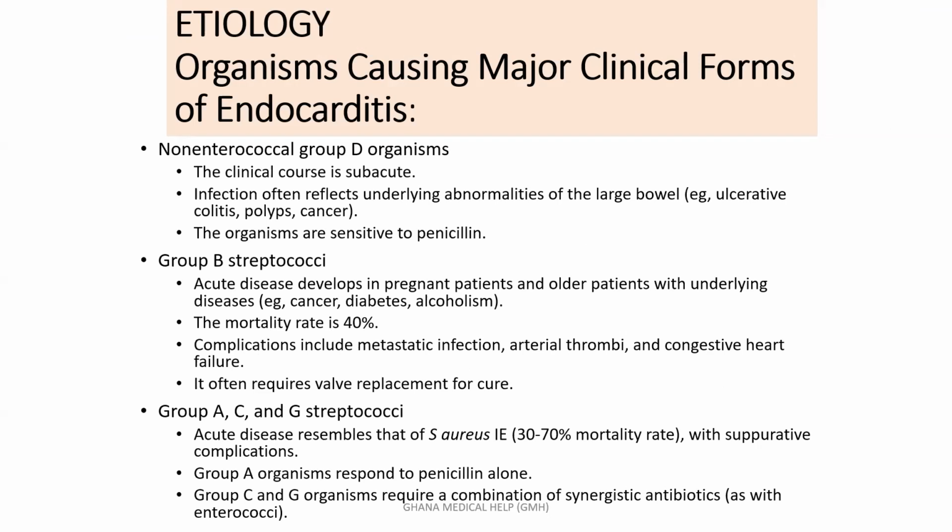We have the group B streptococci. The acute disease develops in pregnant patients and older patients with underlying diseases such as diabetes and the rest. The mortality rate is 40%. We have group A, C, and G streptococci. Also, the group A organisms respond to penicillin alone.